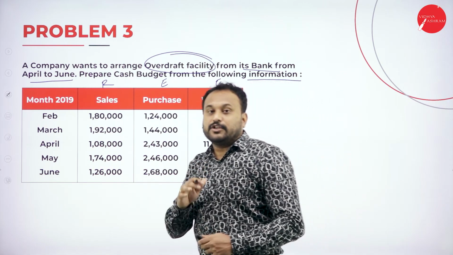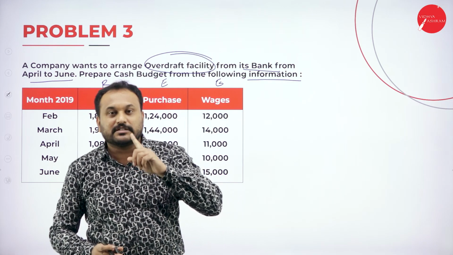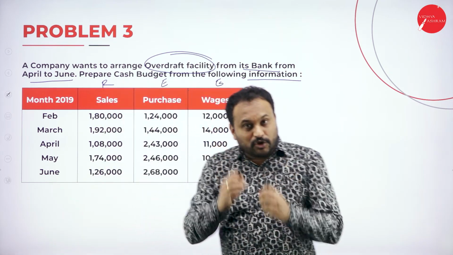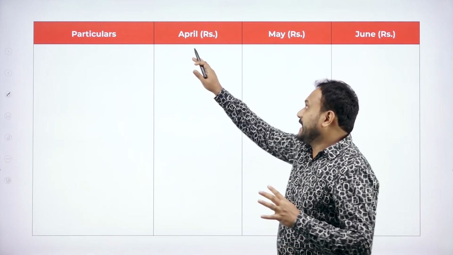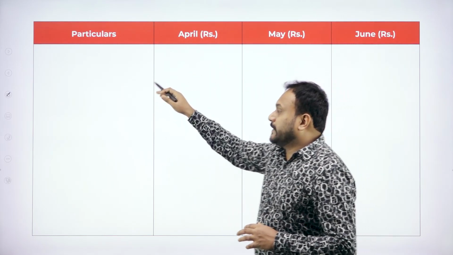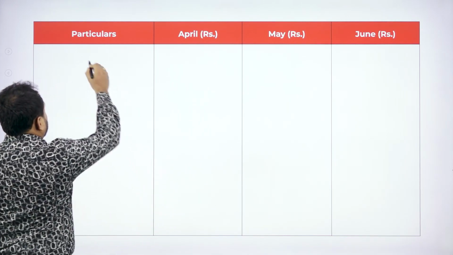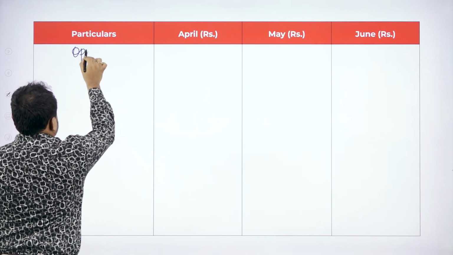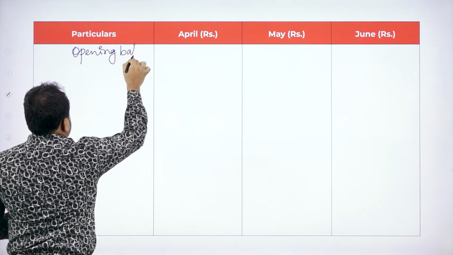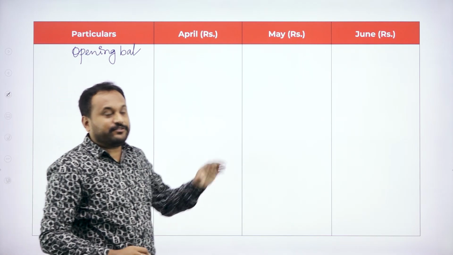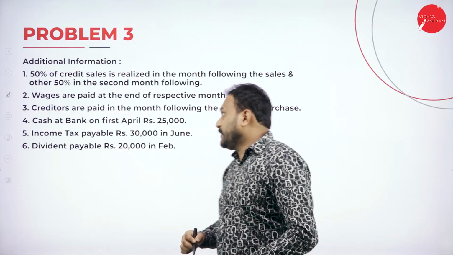I told you the minute you get to know that there are 3 months, the first thing you are supposed to calculate is your opening balance. So the answer would be like this. You will write cash budget, then you will go with particulars. The first thing in the particulars is the entry opening balance. We are supposed to prepare for the month of April, May and June. Let's go with the additional information that we have.